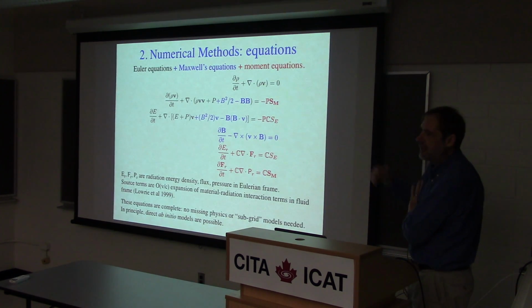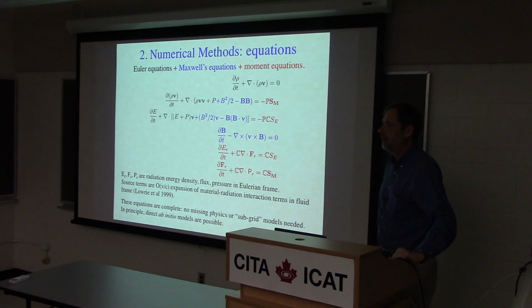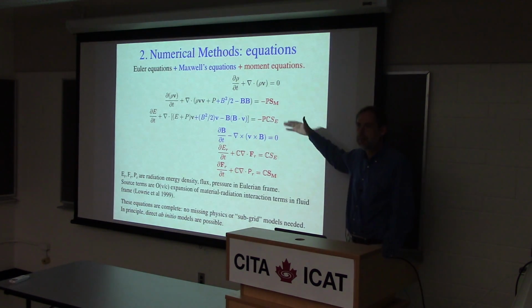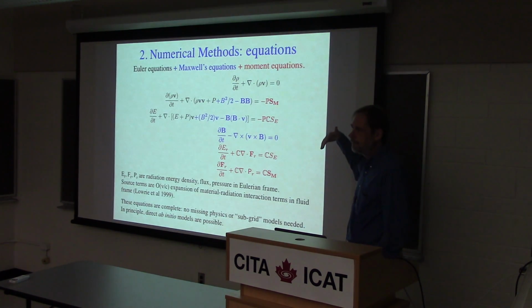So these are a complicated set of hyperbolic PDEs, and it's taken a while to develop numerical methods that can handle these. And I'll describe some of those methods in a minute. But I would say that the good thing is that we think these equations are complete in the sense that they completely describe the physics of fully ionized accretion flows around black holes.